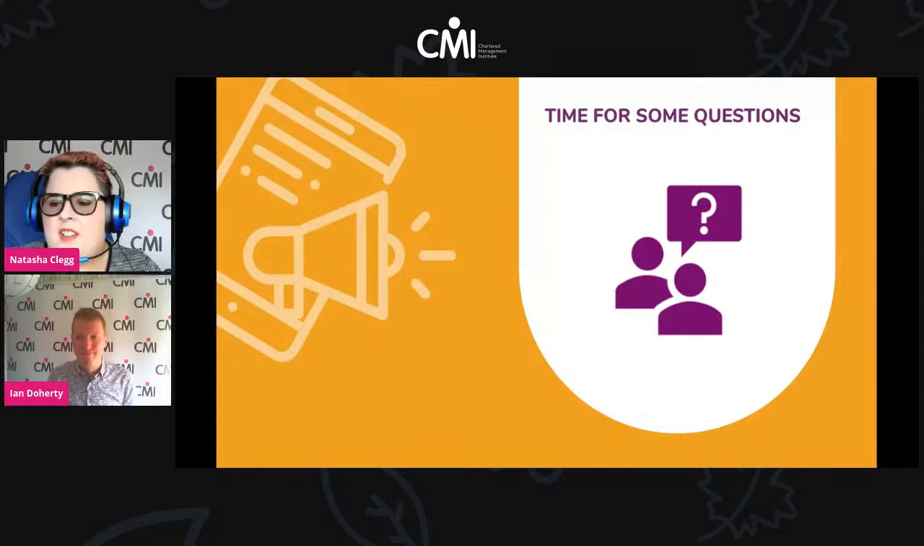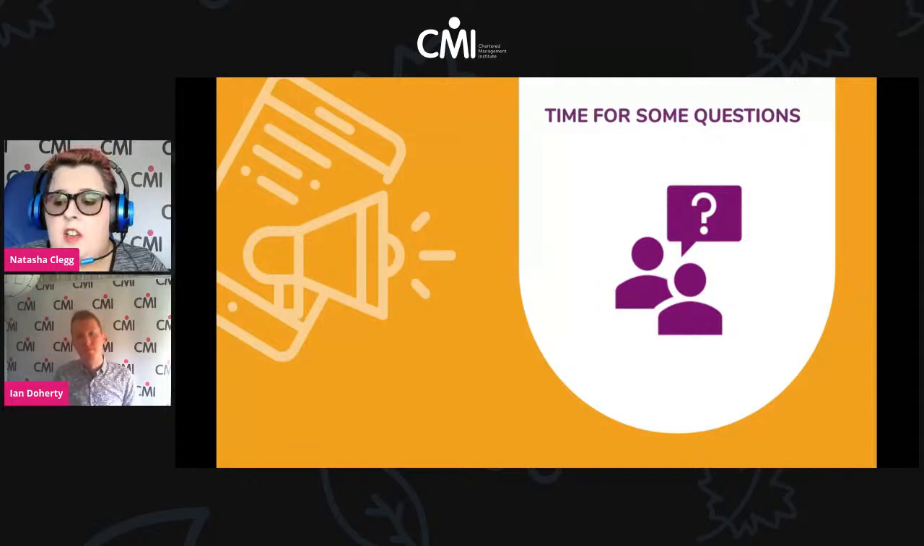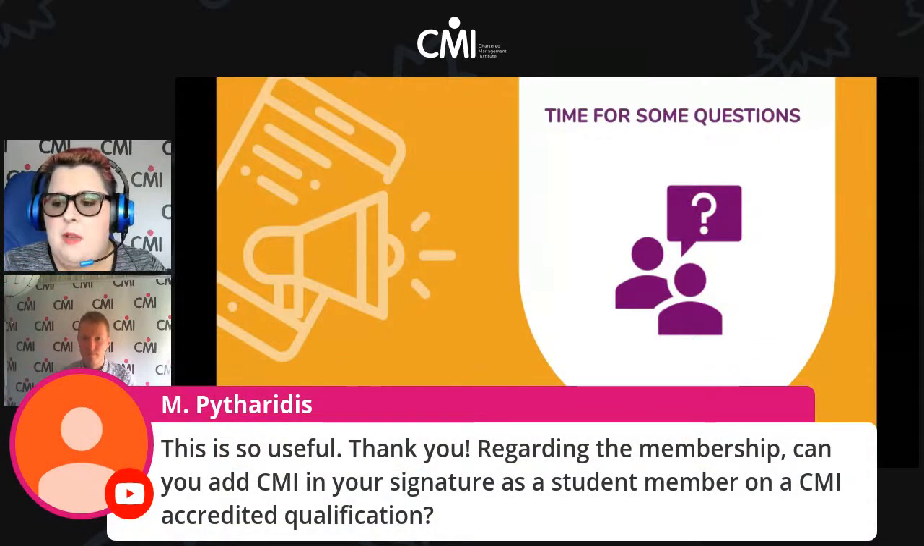Thank you. So we have had a few that have come through the live chat. Some of them are quite long, so we have asked you to contact our membership team if we felt your question was too long to answer at the end of today's session. One of the ones that we have been asked, though, which I think you'll be able to help with, Ian, is regarding membership: can you add CMI in your signature as a student member on a CMI accredited qualification?